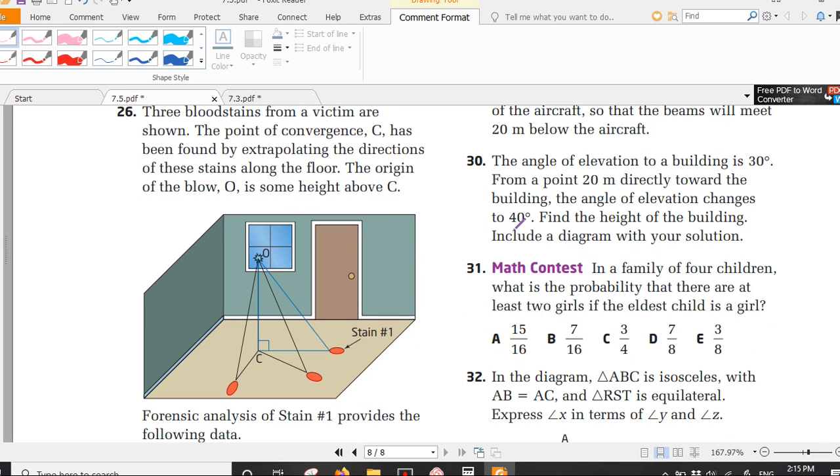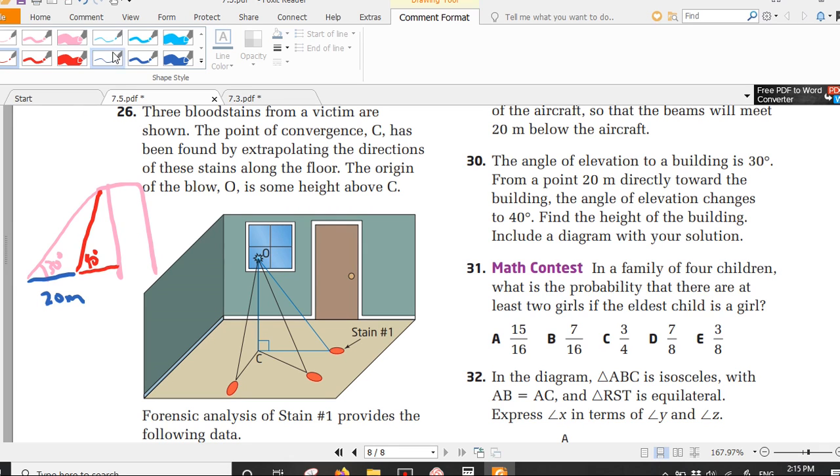So this question number 30 has a similar idea. I'm going to draw the picture over here, but we have a building. The angle of elevation to the building is 30 degrees. Okay. Now, from a point 20 meters directly toward the building, which means I'm going to move 20 meters forward, okay, the angle of elevation changes to 40, which means this is now 40 degrees. Okay, so our job then is to find the height of the building.